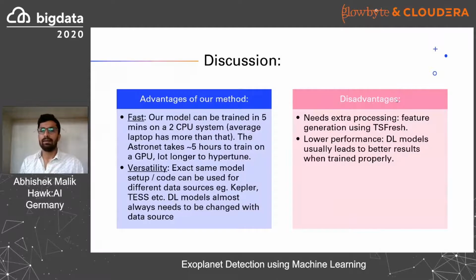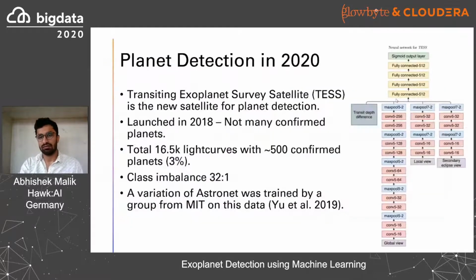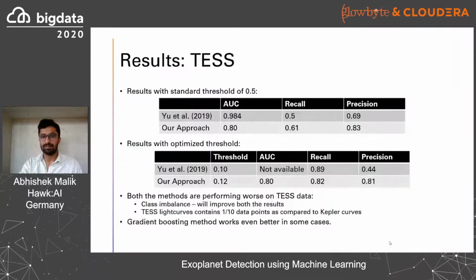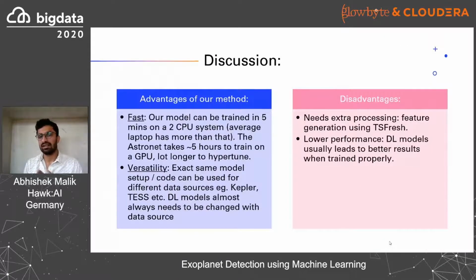On the other hand, the cons are the following: now we need an extra step. With the deep learning model, we can just provide the time series into it, and it can automatically generate features. For example, here we don't need to calculate the TS-Fresh step, so we have to do an extra step. And the other part is the lower performance.